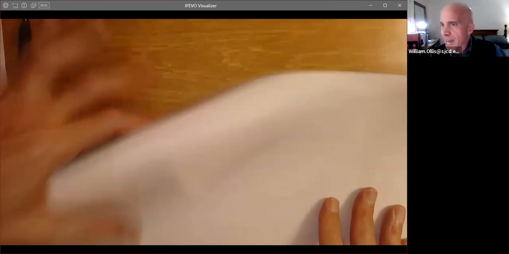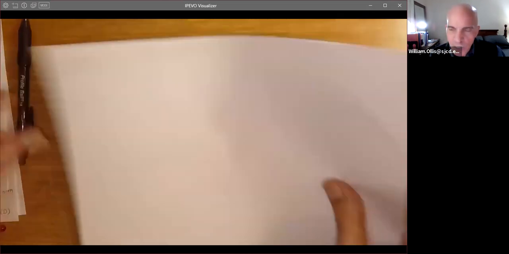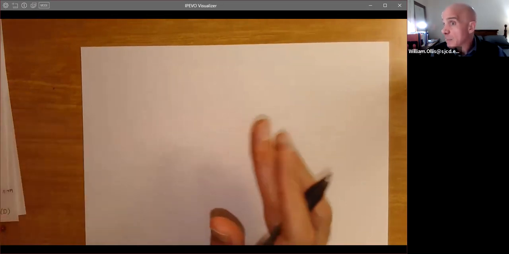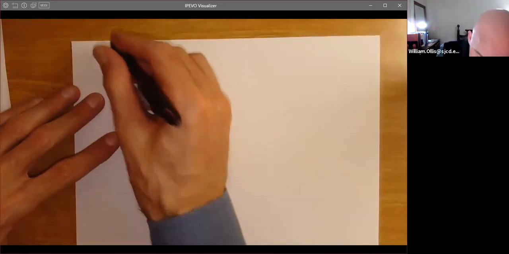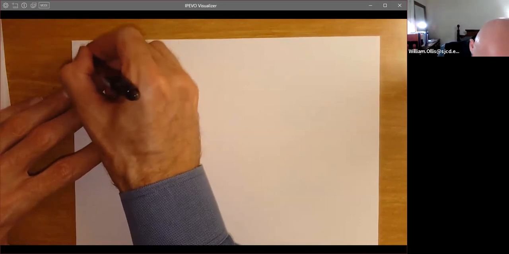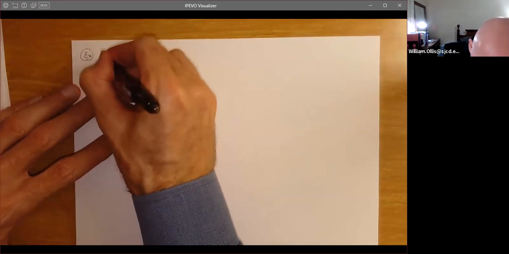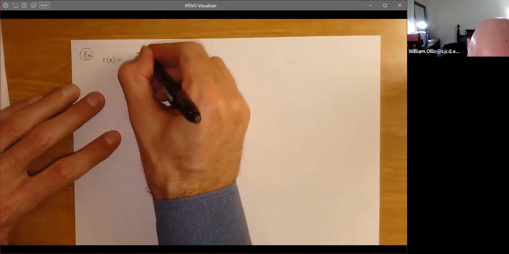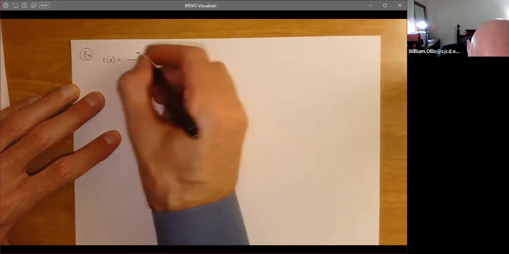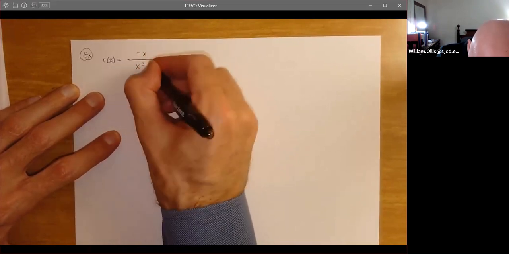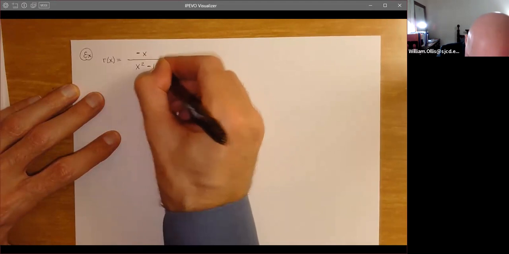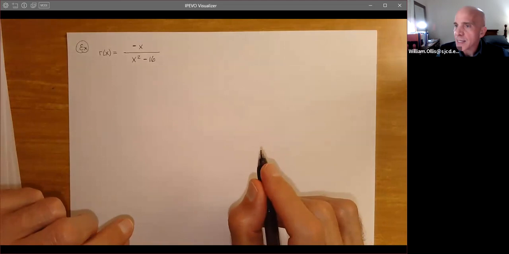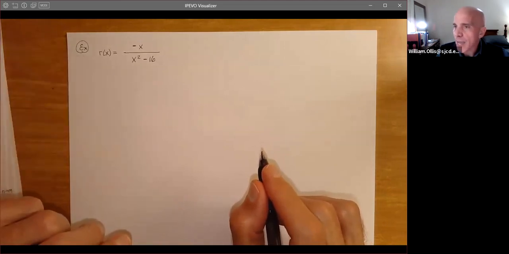So let's look at another example of a rational function. So it looks like intercepts, asymptotes, sign test, maybe some symmetry, if it exists. I always say if it exists, because that's a big if, right? So here we have r of x equals, say we have negative x divided by x squared minus 16. Again, I'm trying to mimic the first one that I did, but I want to see if I can get some symmetry out of this.